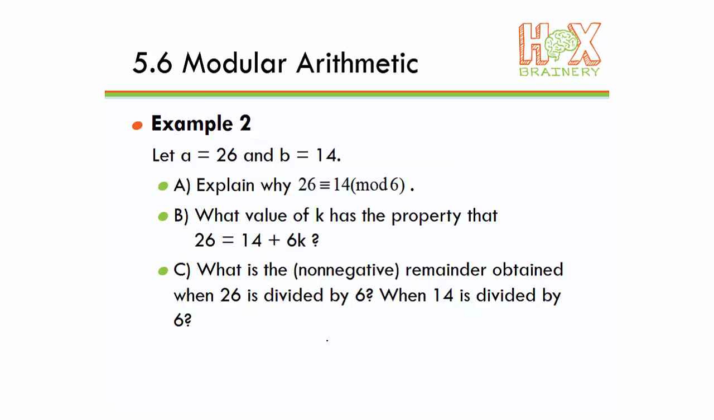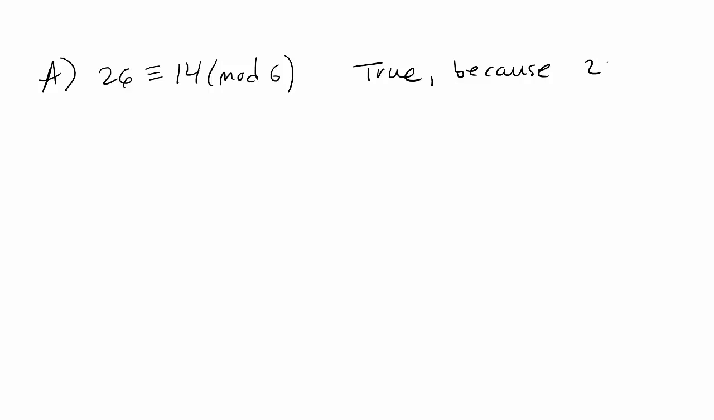Just to get used to them, example 2 here: we're going to let a be equal to 26, b is going to be equal to 14. Let's explain why 26 is congruent to 14 mod 6. I'll do this one the way we did the previous example. This is true because 26 minus 14 is 12, and 6 divides 12.